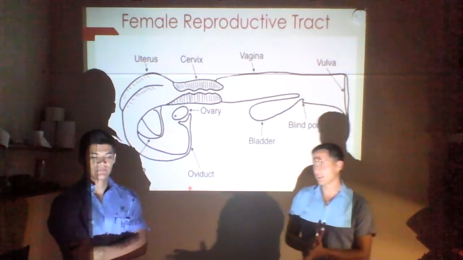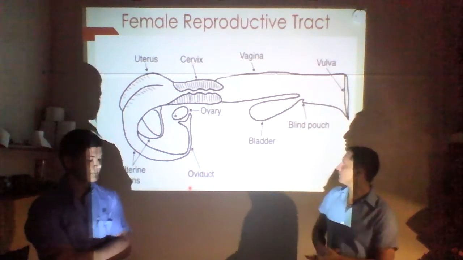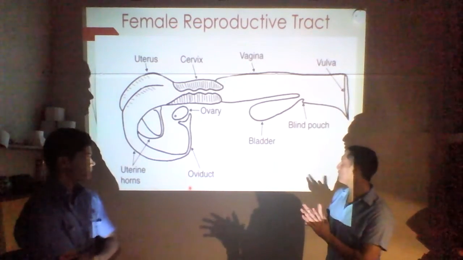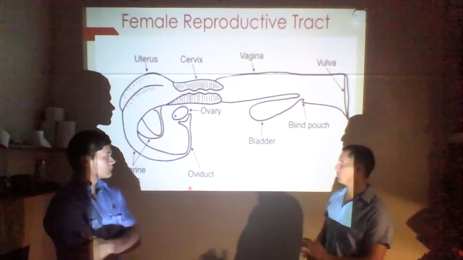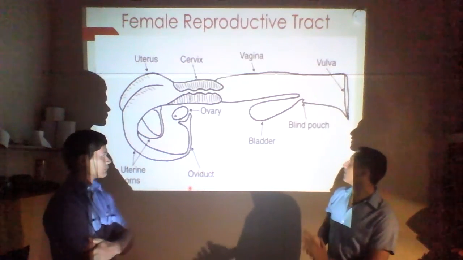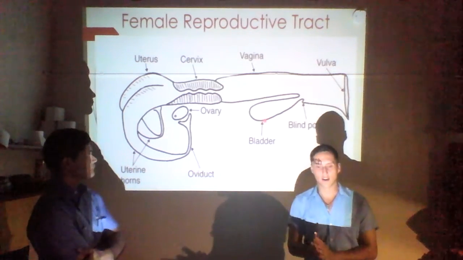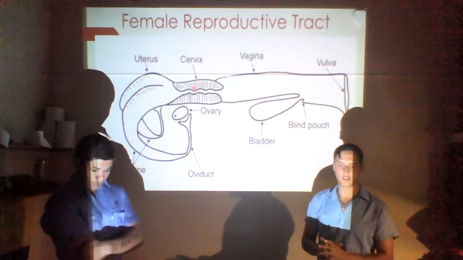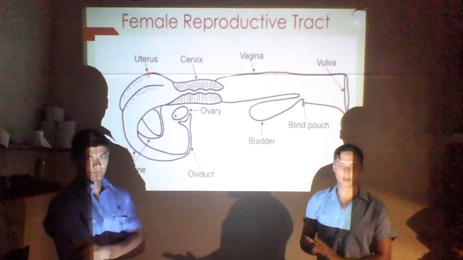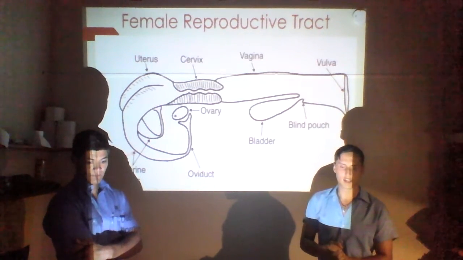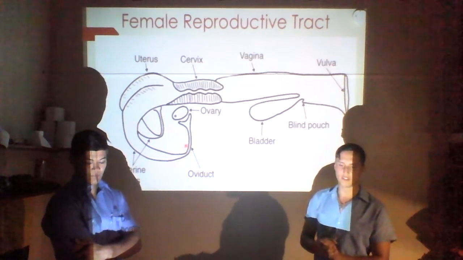So, to start, the female reproductive tract starts with the vulva, and then we have the blind pouch, the bladder, where you have the urine. Also, we have the vagina. Then we have the cervix, and after that we have the uterus, and then we have the uterine horns. Then we have the oviduct, and at the end of all, we have the ovary.